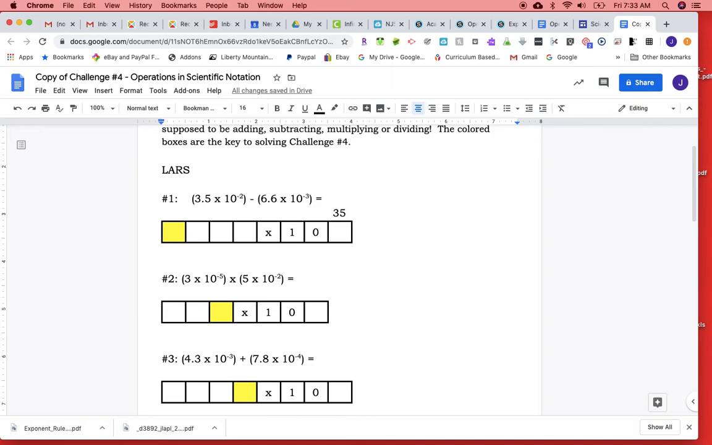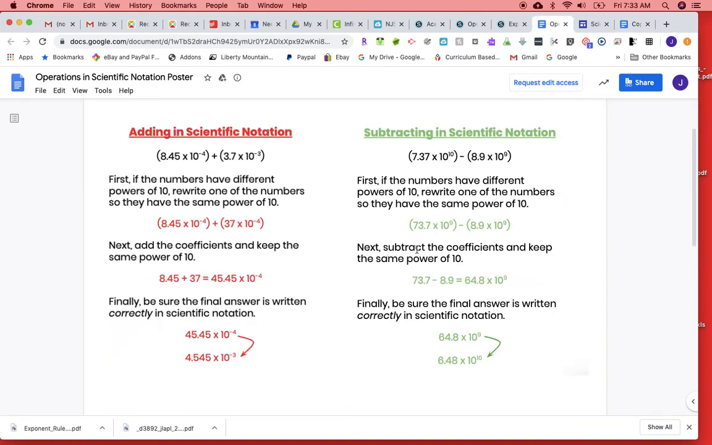All right. So we had 35, and I want to change this up here. This will probably be easier. We moved our decimal to the right 1, so that becomes 35, and this negative 2 becomes a negative 3. Now, if we look at our sheet, now that we have the same exact power, next subtract the coefficients and keep the same power.